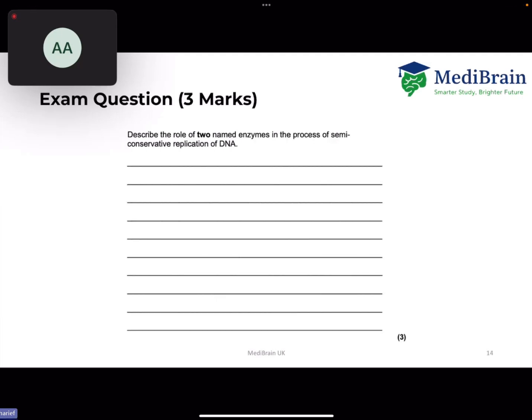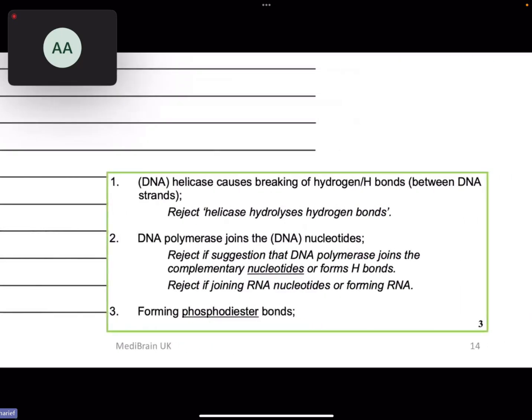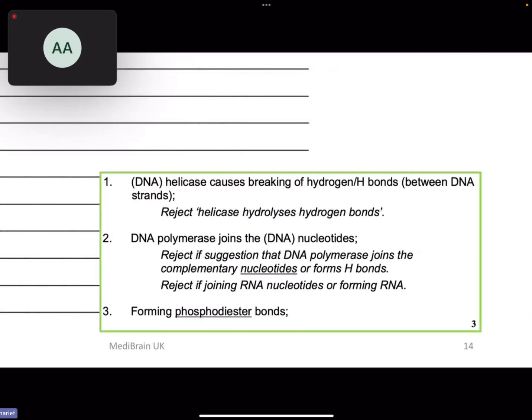Okay, final question. It says describe the role of two named enzymes in the process of semi-conservative replication of DNA. So this is the model answer that you need, basically. I'm not going to attempt answering this. I'm just going to show you the model answer. This has to be on a flashcard. This is basically the process summed up. If you're making flashcards, this mock scheme answer must go on that flashcard.